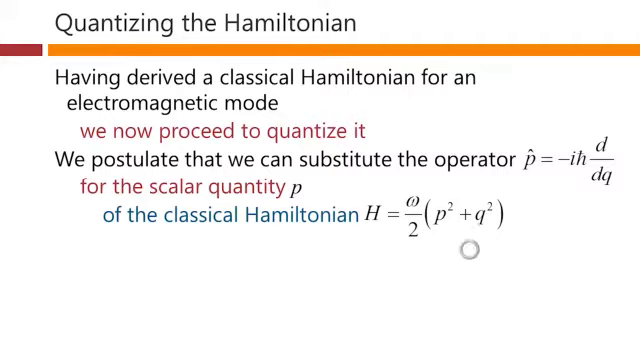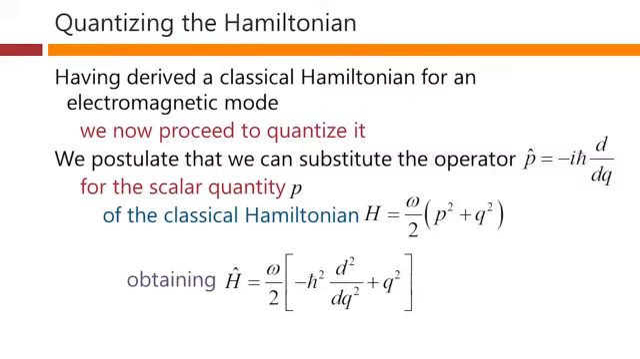And here was our classical Hamiltonian that we'd worked out. And making this substitution then, putting in this operator P instead of the classical P, then we obtain the following quantum mechanical Hamiltonian. It's now an operator with the little hat on it. We've still got our Q squared, but instead of the P squared, we've got minus h bar squared d2 by dQ squared.